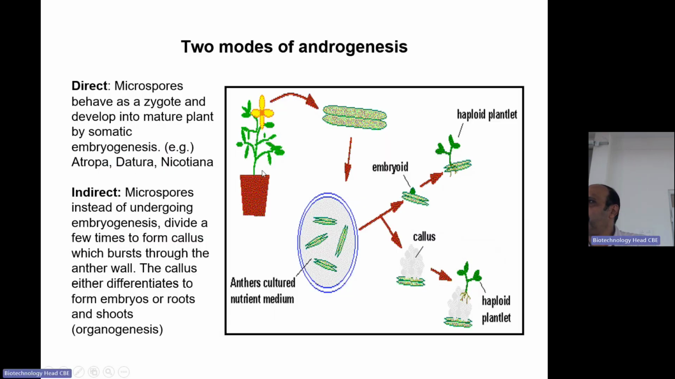So these are the two modes by which we can get plantlets from anthers. One is direct embryogenesis from the anthers. This can directly produce the embryoids and also the haploid plantlets, or it can go into the indirect route, where the microspores can produce callus, and from that callus the haploid plantlets. Plantlets with or without roots can also be produced. And all these are haploid plants, right? Because these cells are haploid.